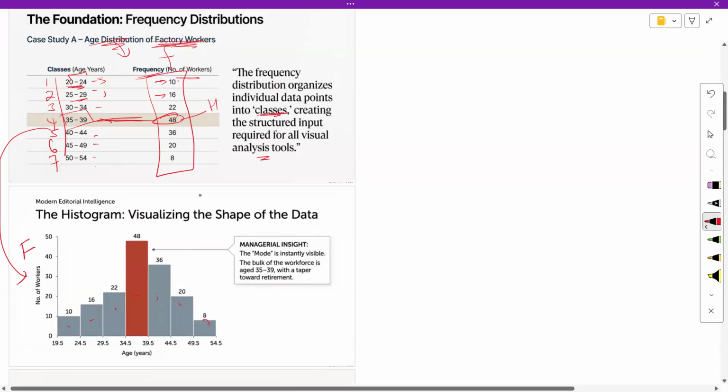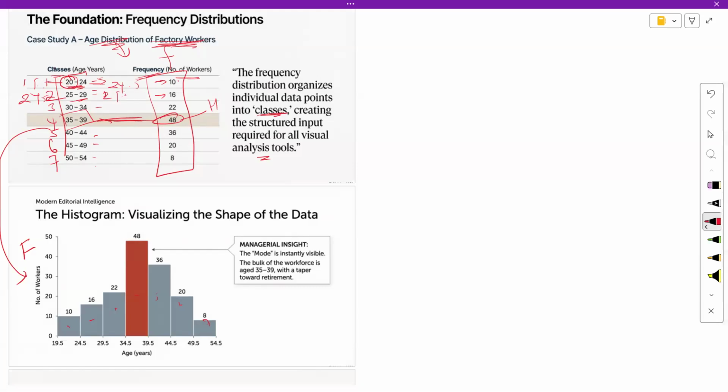And we start drawing a histogram. You see here, what's the class boundary? The class boundary of each class. The lower boundary of this class is 19.5 and the upper boundary of the class is 24.5. Likewise, second class 24.5 and 29.5. Likewise, we can define the class boundaries.